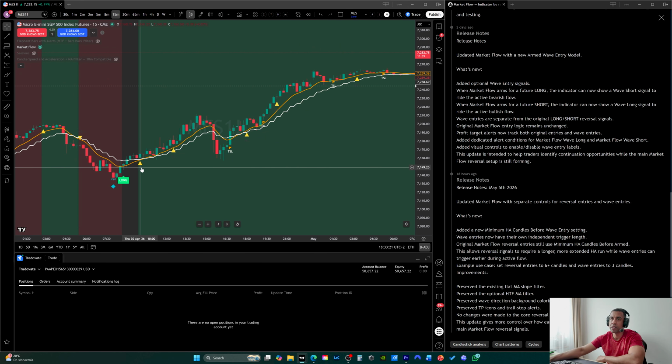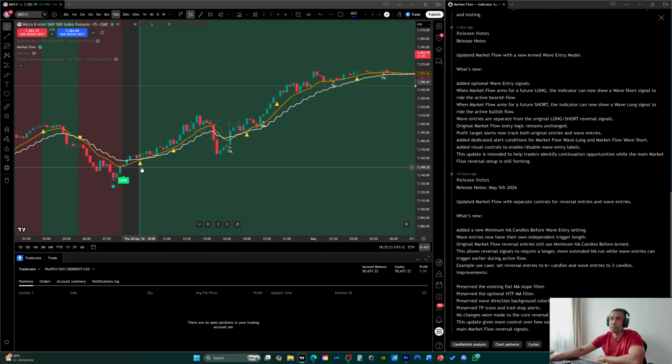Another update. Added a new minimum Heikin-Ashi candles before wave entry setting. So wave entry settings now have their own settings for when to enter. They're separate now from the long reversal or short reversal signals. Okay, you'll see it in the settings.